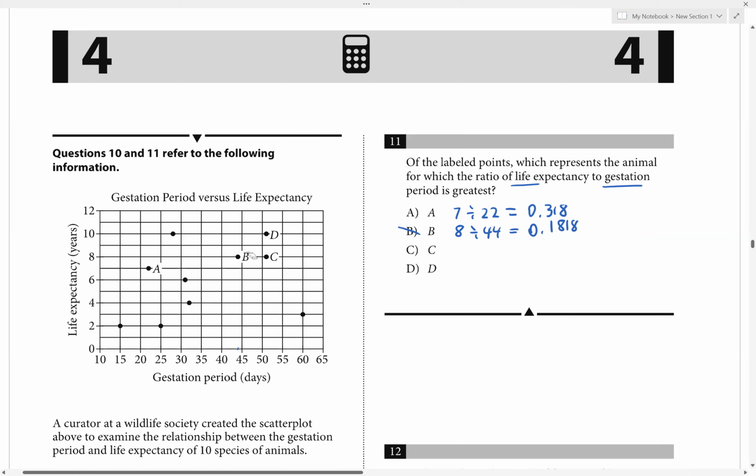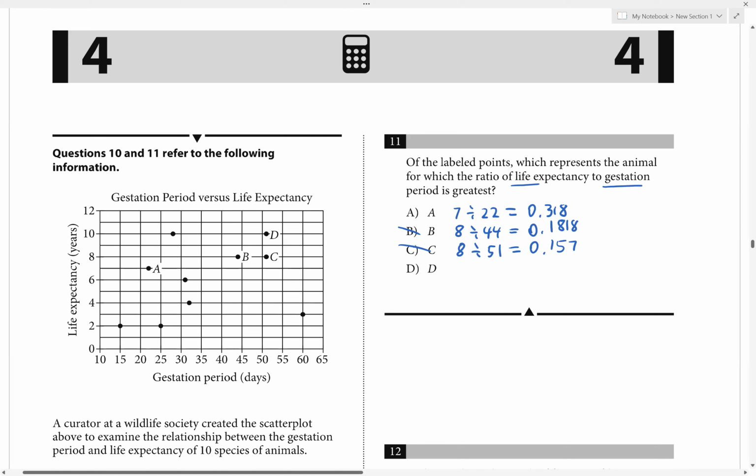All right, so we try C. I think C should be even lower because we have 8 divided by a bigger number, like 51-ish. 8 divided by a bigger number should give an even smaller number, 0.157-ish. So that's not going to be it.